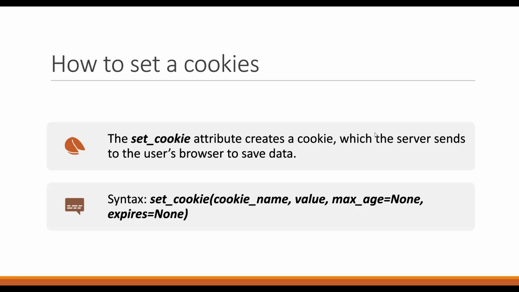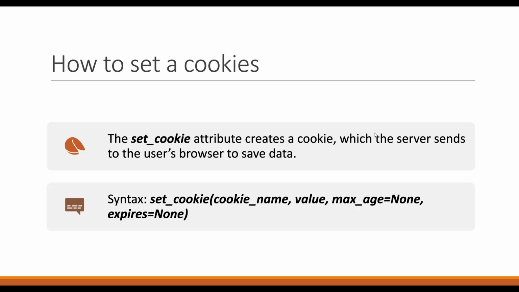The set_cookie attribute creates a cookie which the server sends to the user's browser to save data. And the syntax for this is set_cookie, and in parentheses you have to pass different parameters. The first parameter is cookie name. It specifies the name of the cookie. The next one is value. The value specifies the text that you want to store in the cookie.